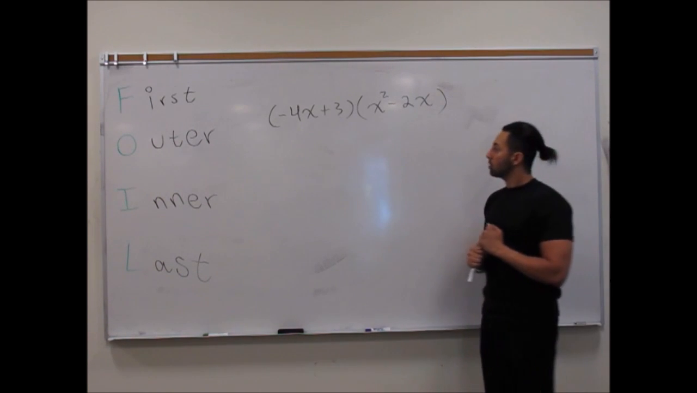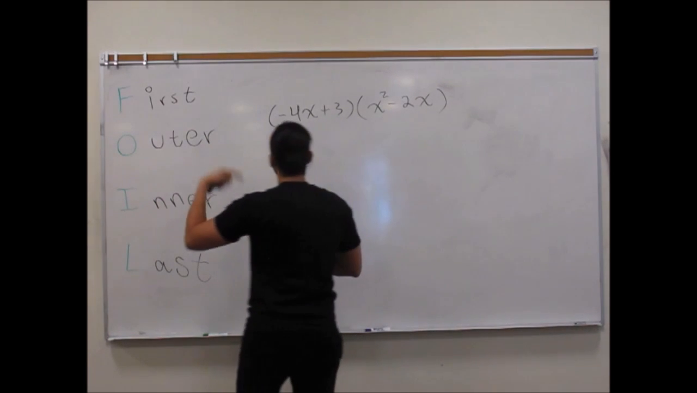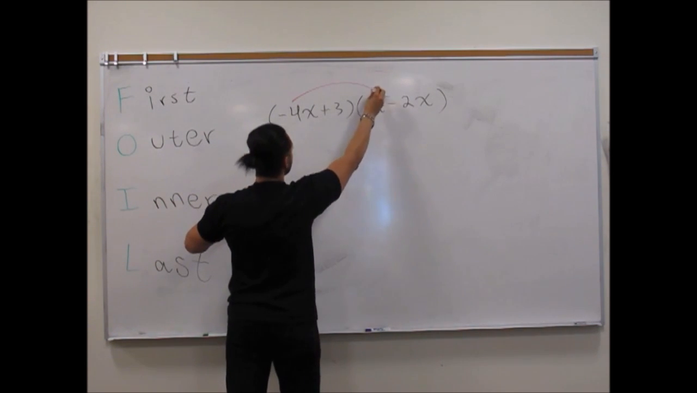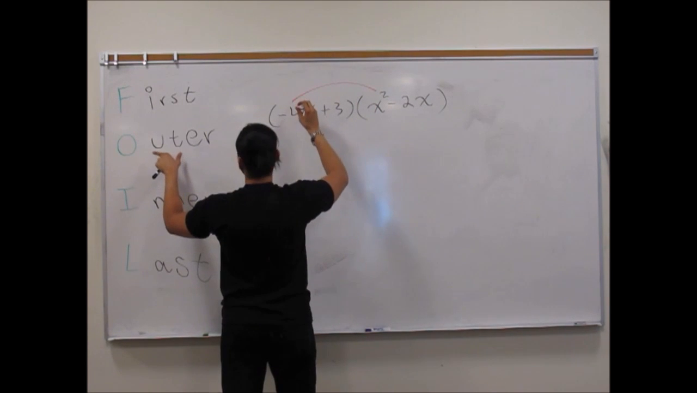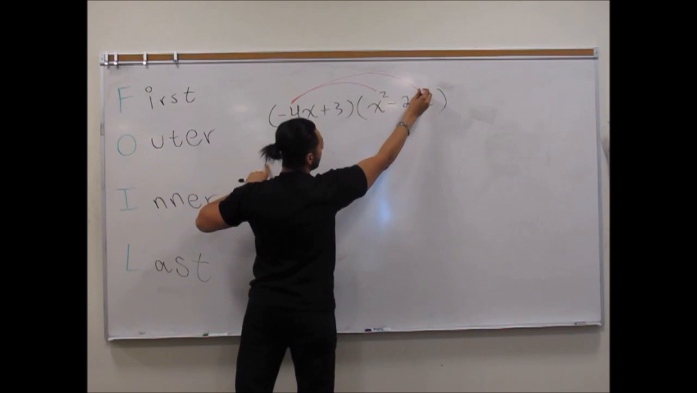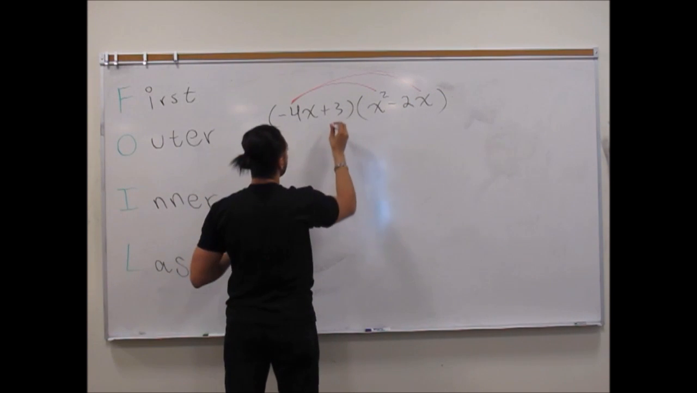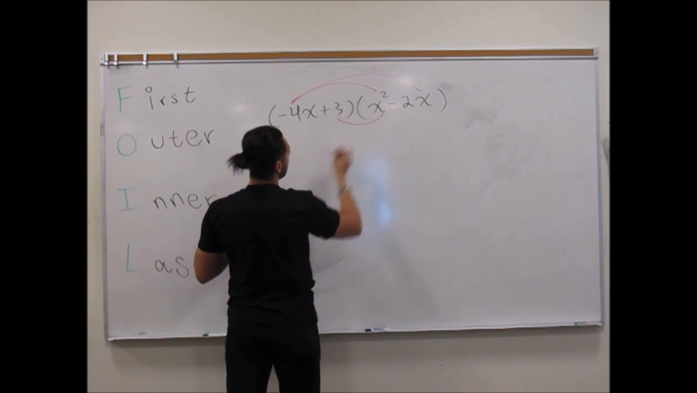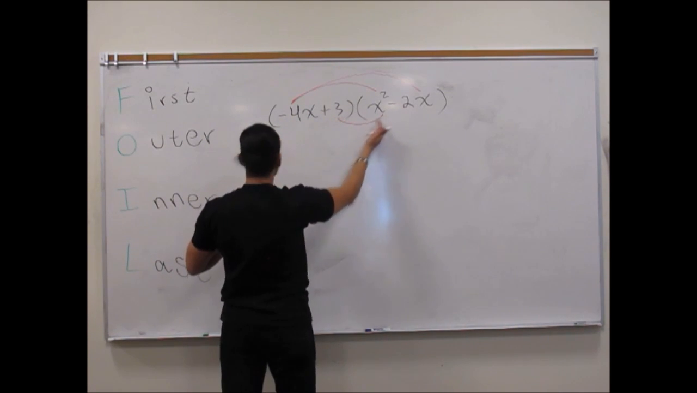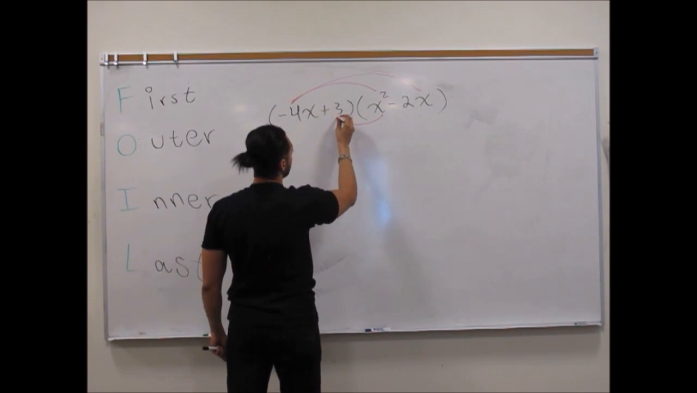Alright, so assuming you gave that a shot, just going off what FOIL says, so taking the first, multiplying with the first here, going off the outer now, so I'm going to take this first term and multiply it with this outer guy here. Moving on to the inner. Since I already distributed this guy into everything, I move on to the 3. There's the inner, and then here is the last.